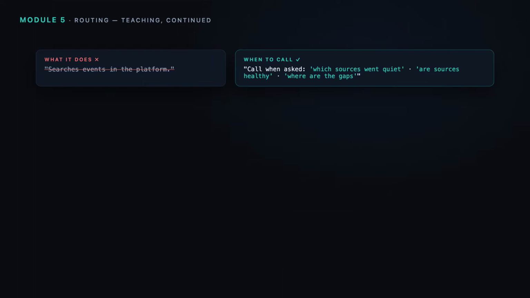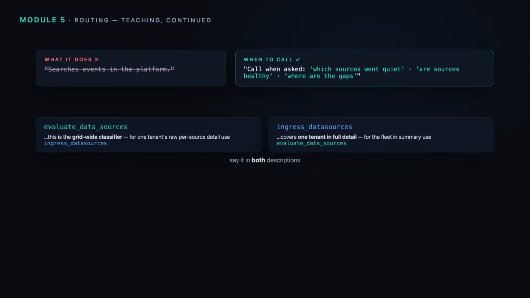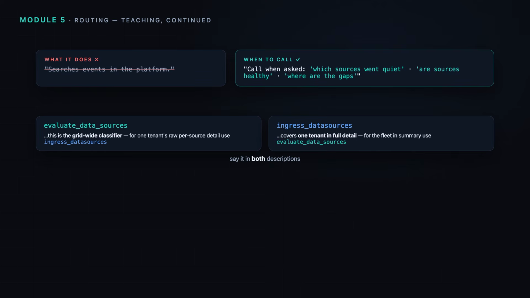Routing is teaching, continued. The GUI taught a person with navigation. Your surface teaches the agent with descriptions. So write every description as when to call this, not what it does. Include the phrasings an operator would actually use, because those are the strings the agent is matching against. Disambiguate the near neighbors out loud. This one covers one tenant in full detail. Its sibling covers the whole fleet in summary. Say it in both descriptions.